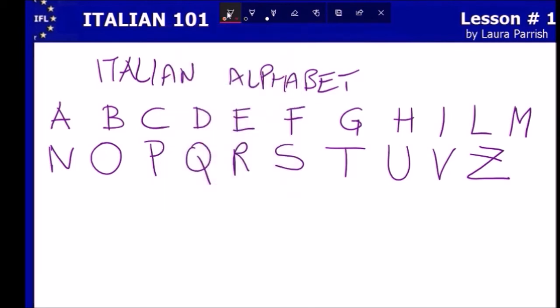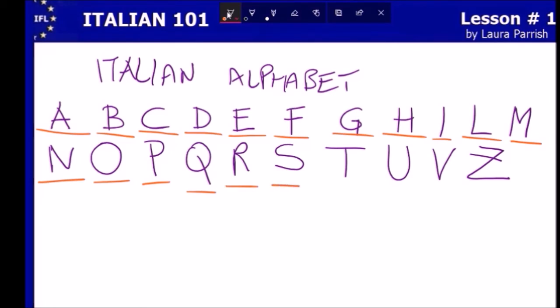So now let's read it once again. A, B, C, D, E, F, G, H, I, L, M, N, O, P, Q, R, S, T, U, V, Z.